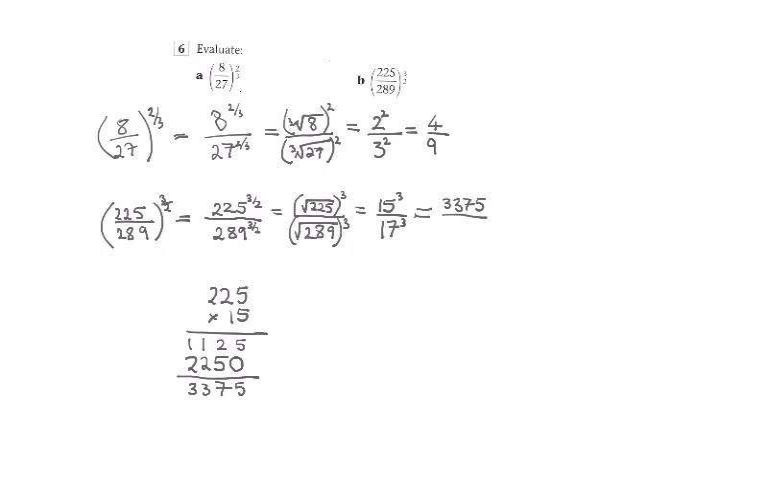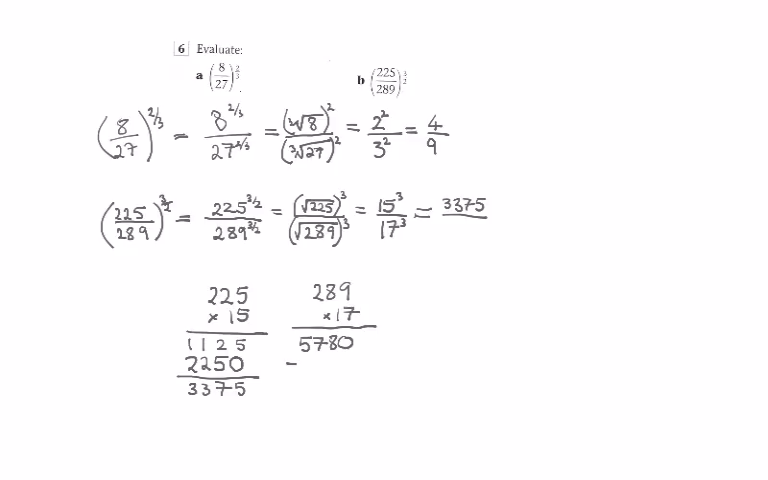And 17 cubed, well, that's going to be 289 times 17. Now, a good way of thinking of that is to think it's going to be 20 lots of 289. Well, 2 lots of 289 are going to be 578. So that's going to be 20 lots is going to be 5780, and we're going to take away 3 lots of 289.